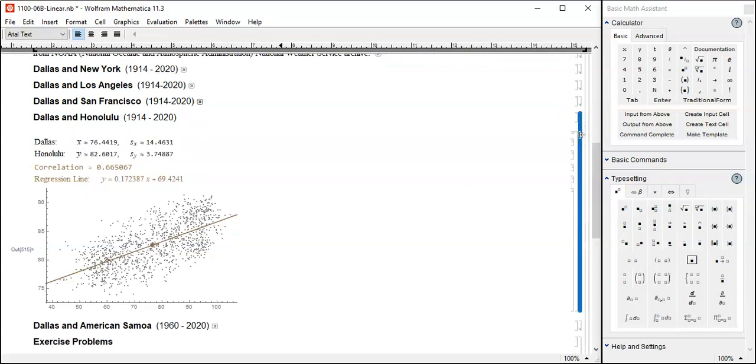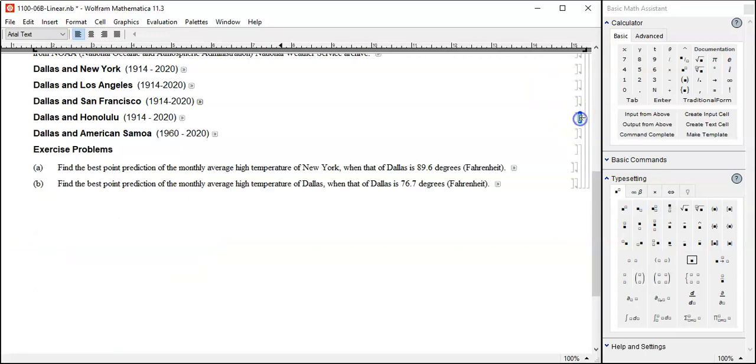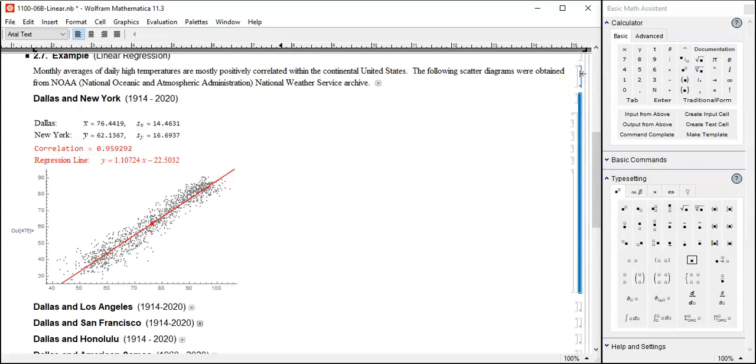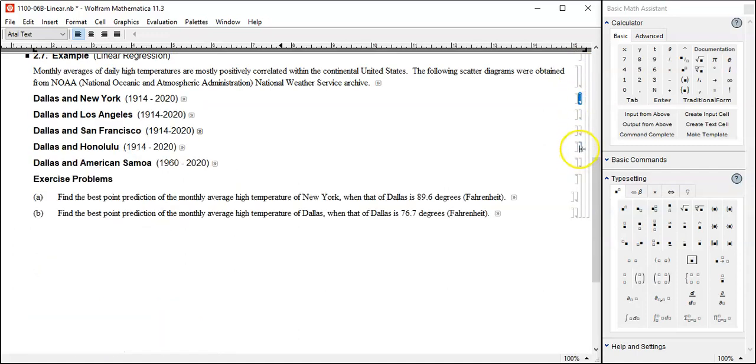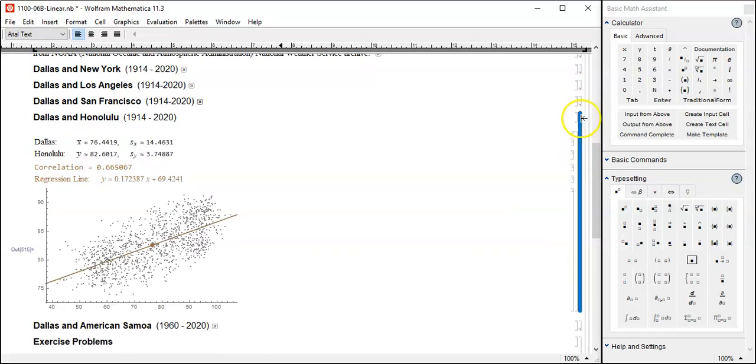Dallas and Honolulu. Now, it's a somewhat linear pattern, but in this case, it's hard to make any kind of prediction. You see, the dots are really far away from this line of best fit. If you make a prediction based upon the point on the line, which is the best way to minimize possible errors, the error will still be significant. Compare that with Dallas and New York. The dots are really tightly packed.